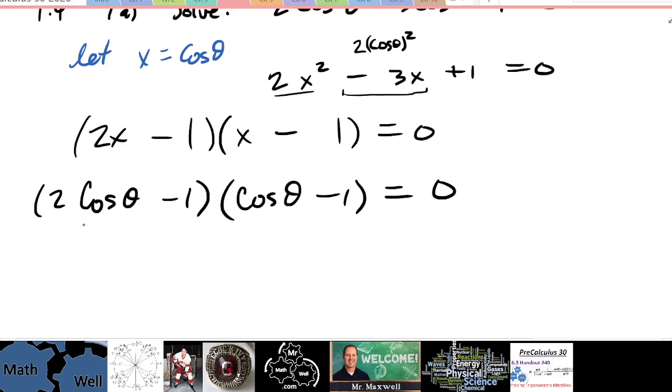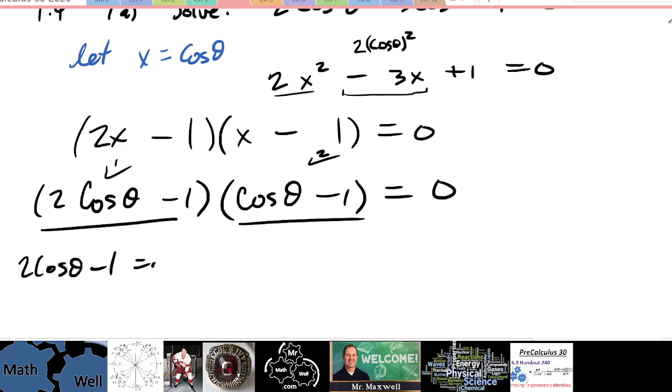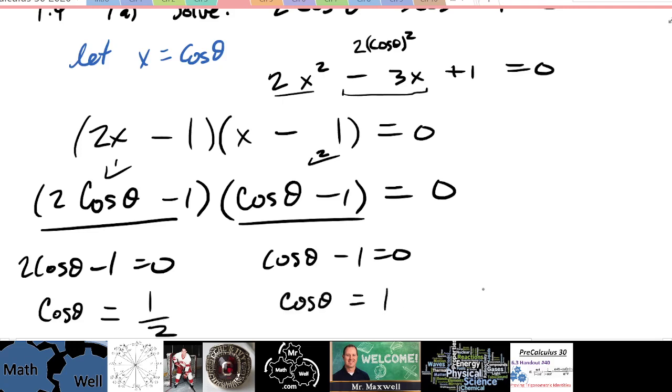So what you want to do is use the zero product principle, which means that if this equation is going to be true, this one times this one equals 0, then either this factor or that factor must be 0. One or both of them needs to be 0. So the solutions to this equation come when this equals 0 and when this equals 0. So we're going to rearrange this equation to put cos theta all by itself. I'm going to add 1 to both sides and divide by 2, and cos theta over here is going to be equal to 1.